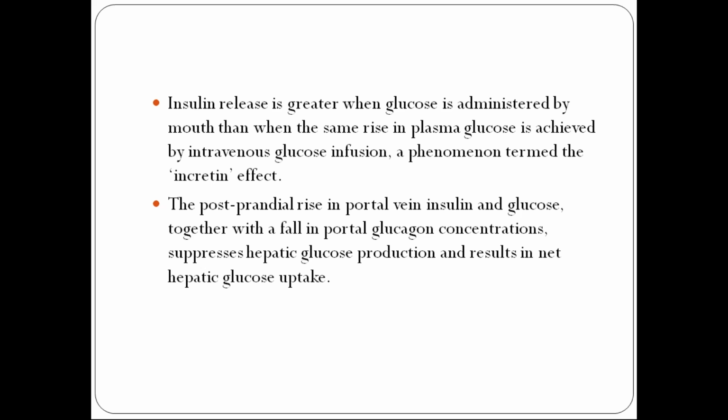And postprandial, that is after a meal, glucose rises in the portal vein, and there will be a fall in portal glucagon concentration. You all know that there is always a reciprocal relationship between glucose and glucagon concentrations. When one increases, the other falls. So when the glucagon concentration falls, it suppresses hepatic glucose production and results in net hepatic glucose uptake.